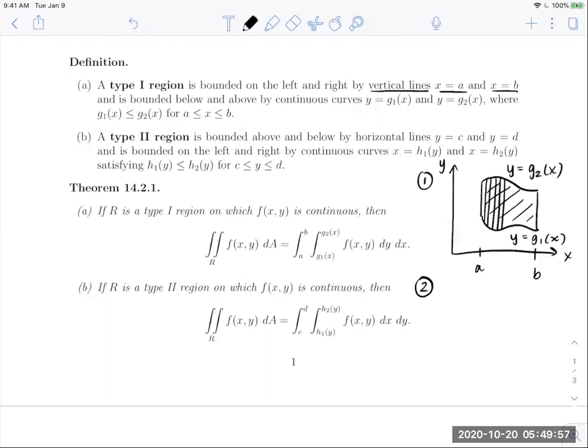But then back up to the definition, a type 2 region is bounded above and below by horizontal lines, y equals c and y equals d, and then it's bounded on the left and right by continuous curves, x equals h1 of y and x equals h2 of y. Notice how these continuous curves are now solved for as x as a function of y, as opposed to what we had in the type 1 region. So let's draw a little diagram for this type of region.